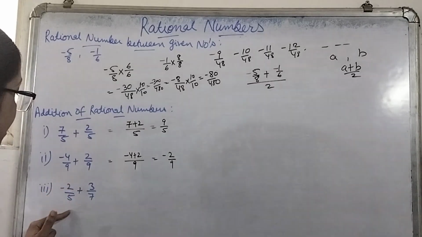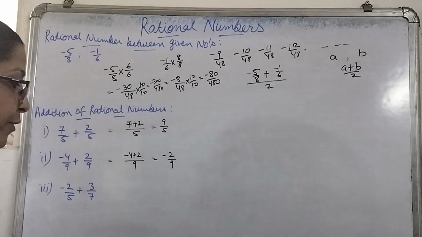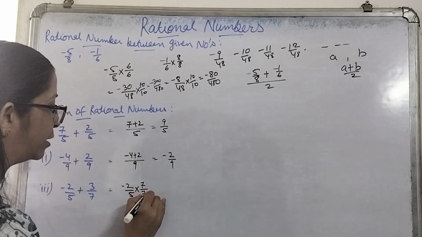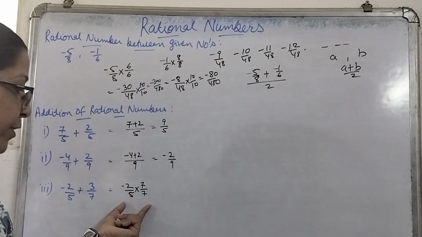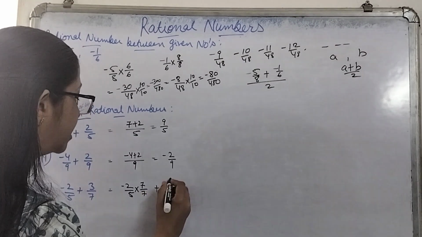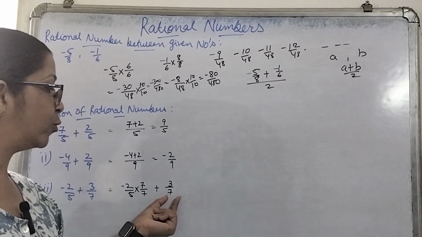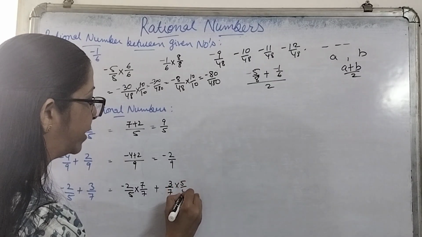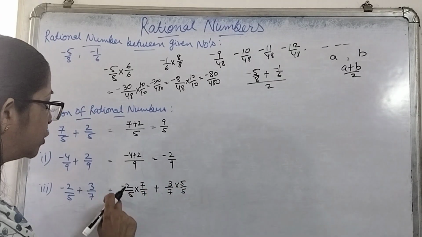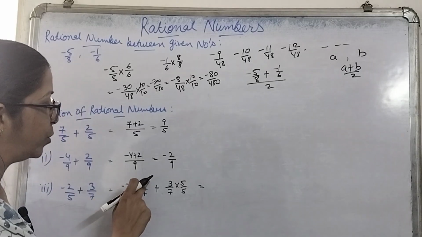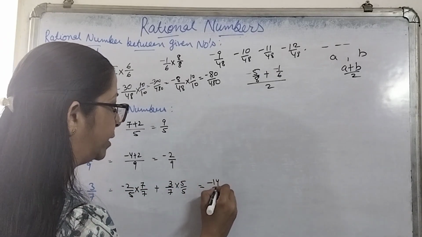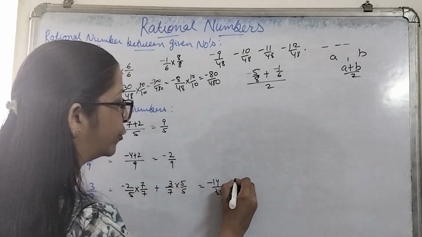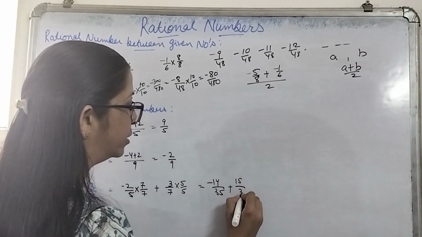For converting this minus 2 upon 5 into 35, what we need to do is multiply minus 2 upon 5 by 7 and divide by 7. Now the denominator will become 35. In the second case, plus 3 upon 7. Now we want this 7 to be converted into 35. For that, we multiply and divide by 5. So this can be written as minus 2 multiplied by 7, which is minus 14, over 5 times 7, which is 35, plus 3 times 5, which is 15, over 5 times 7, which is 35.